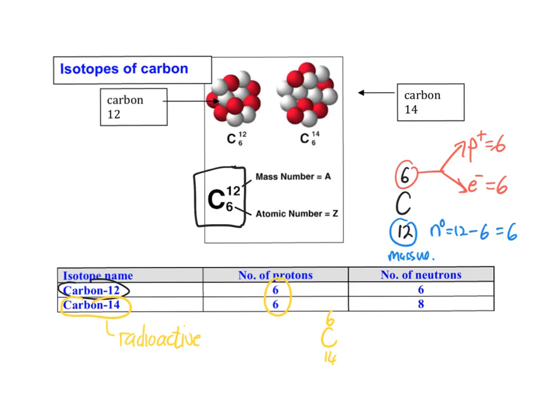But in grade 8, basically what we're going to do is you'll be given different isotopes of the same element, and you'll be asked to identify the number of neutrons, the number of protons, and the number of electrons. And it's as simple as that.